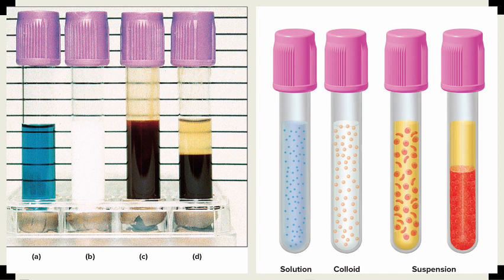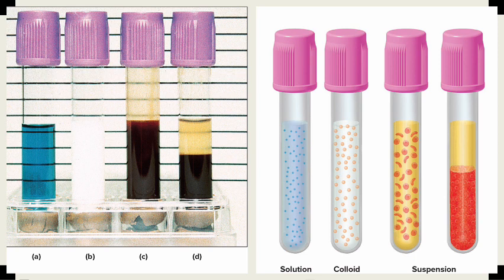The next is a colloid. A colloid looks a lot like a suspension, except for the fact that it's not see-through. It's not transparent. It's going to be opaque or cloudy. So you're not going to be able to see through it. And if you look at B in the real picture, you can't see the lines behind it. It looks like milk in a tube. So the particles are evenly spread out in the liquid, but they are not dissolved.